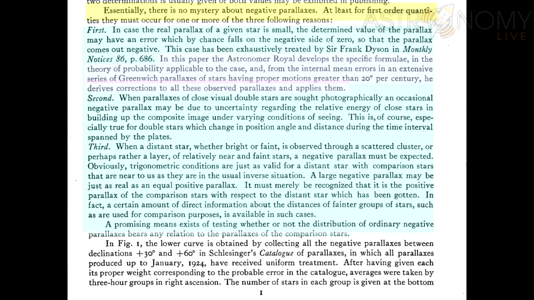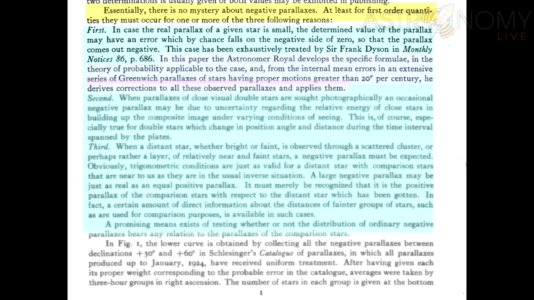Now let's take a look at the various reasons why negative parallax can occur according to the paper cited by CryptoKeys, which he highlighted in this screenshot. The first reason given is that if the parallax of the star is smaller than the measurement error, it is possible for the measured value of the parallax to actually come out as negative, simply due to the measurement error, but this does not reflect the real parallax of the star.